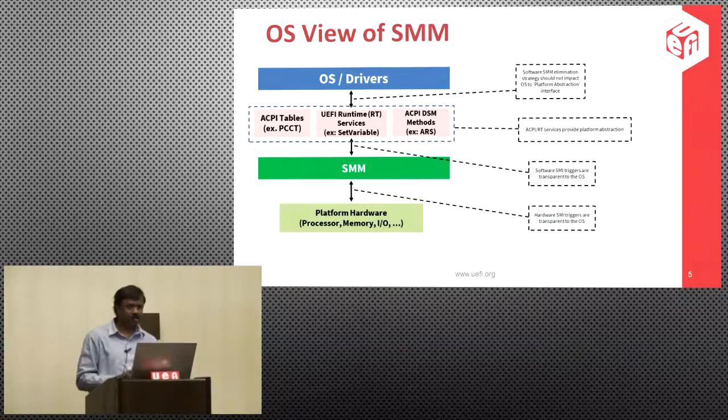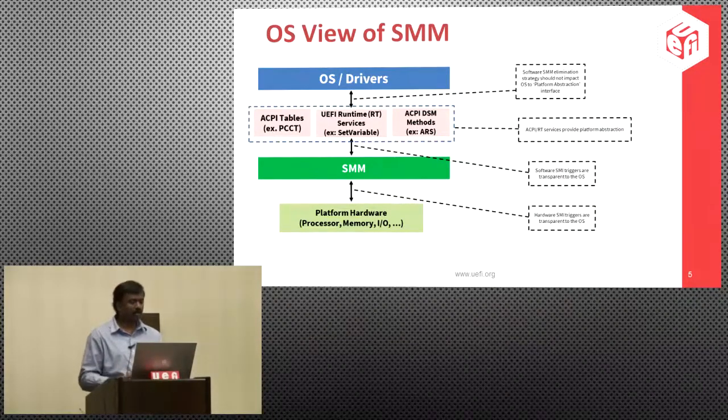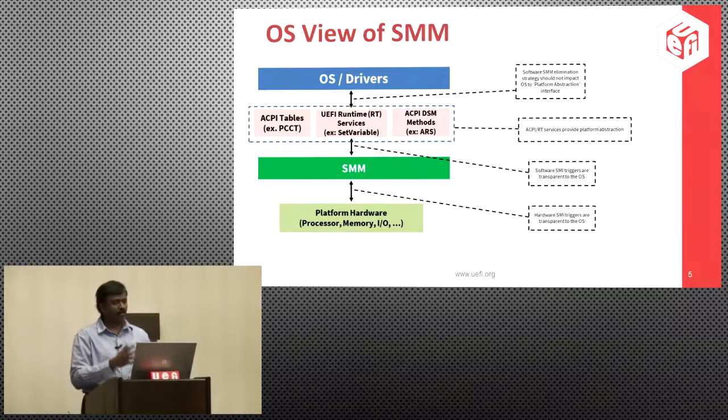And then there are hardware events which are triggered based on system errors, some platform events, GPIOs, right, whatnot. So they also fire SMI. Again, it's transparent to the operating system. Right? So our goal is to keep the OS to platform interface the same. And underneath the interface, how can we move things out of SMI?